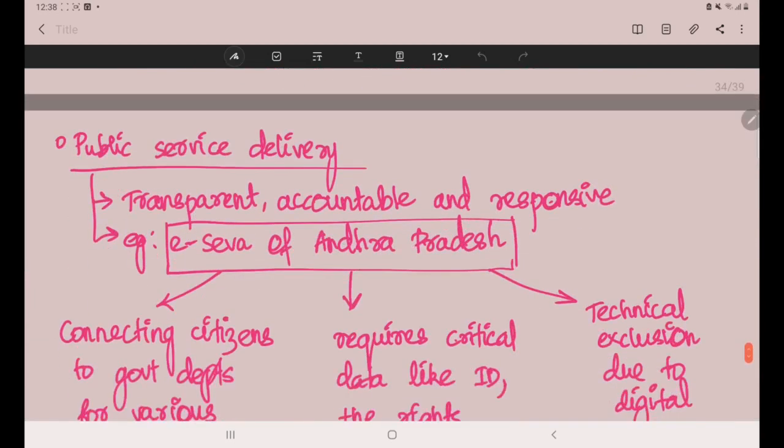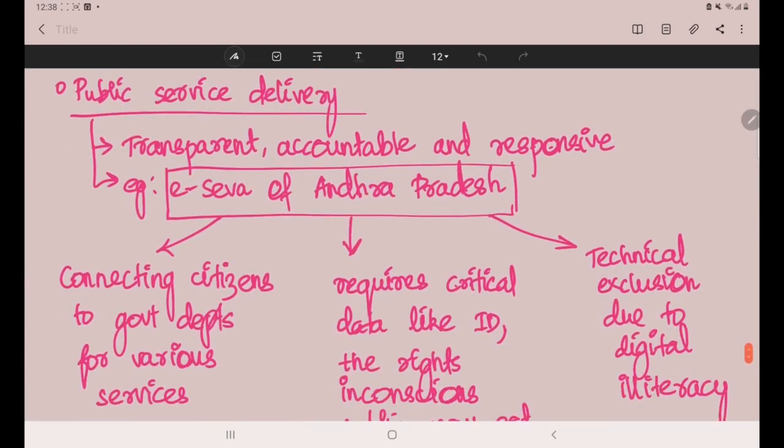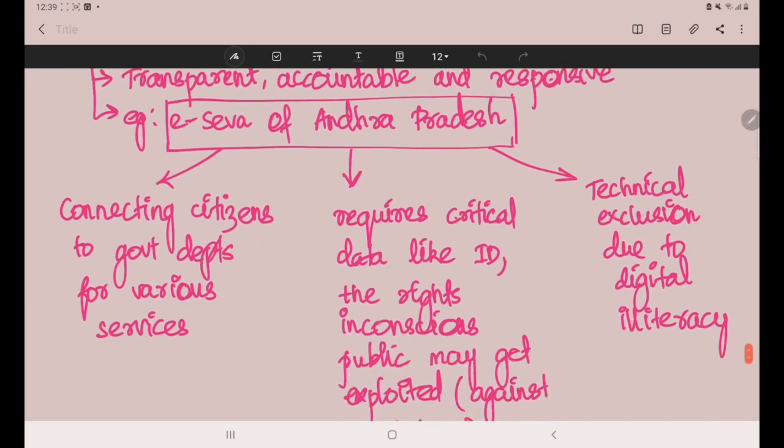Okay, then with respect to public service delivery, what are the aspects? Here it is ensuring transparent, accountable and responsive governance. We are taking an example of e-Seva of Andhra Pradesh. This was a decentralized approach wherein there was a connection between citizens and government departments for various services. Each department is being digitalized and connected with the citizen so that the service can be ensured, and it requires critical data like ID card or biometric verification, etc., because they have to deliver the service.